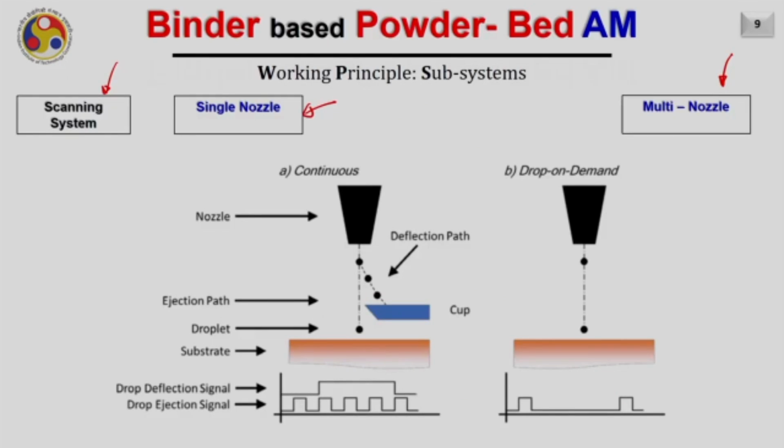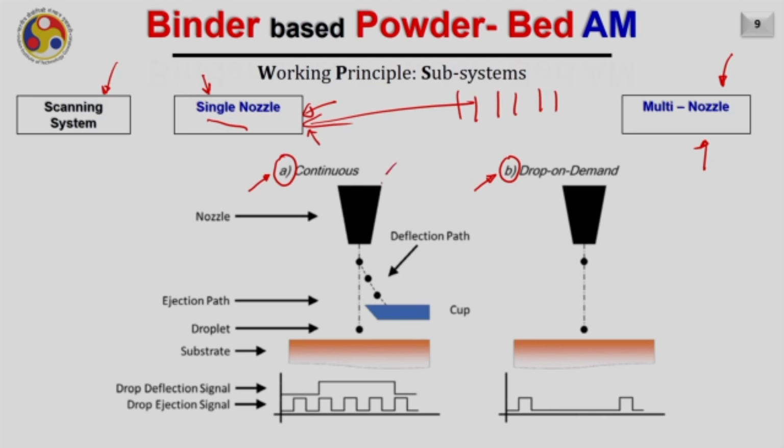Let us discuss the single nozzle in detail, because this multi nozzle is nothing but an array of these single nozzles. If we are able to understand the different types of single nozzle, then it will not be difficult for us to extrapolate our analogy to the multiple nozzles. So there are two possibilities of flow of material through the single nozzle. The first is continuous drop deposition, and the second is drop on demand deposition.